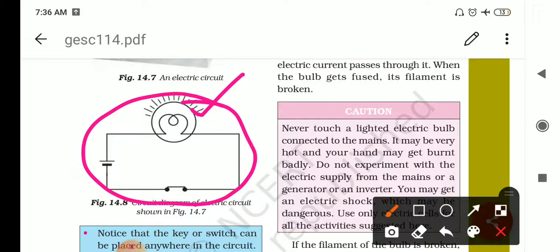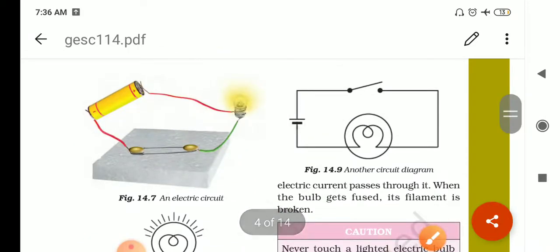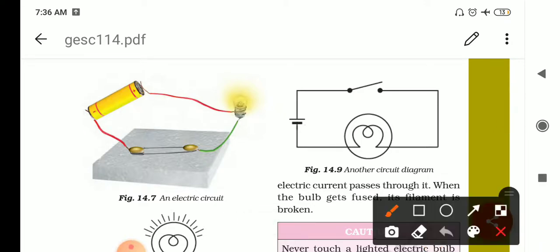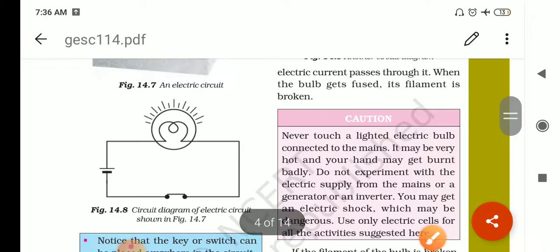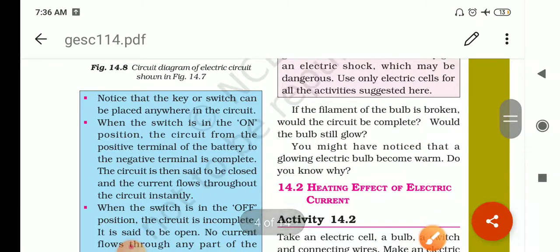That is, open circuit means it is interrupted somewhere. It may be from here, or maybe the cell battery is down. Anything may happen. Okay, now one question is for you. If the filament of the bulb is broken, would the circuit be complete? Then obviously no, the circuit will not be complete. Would the bulb still glow?